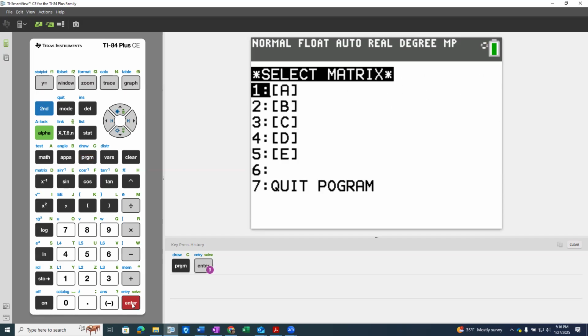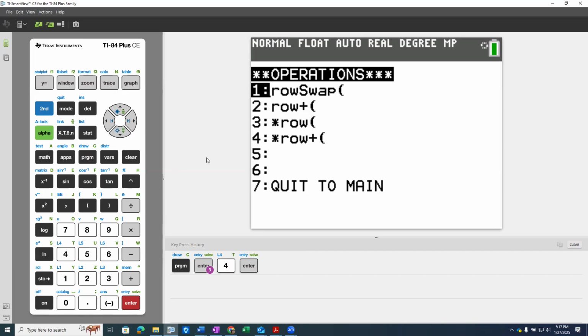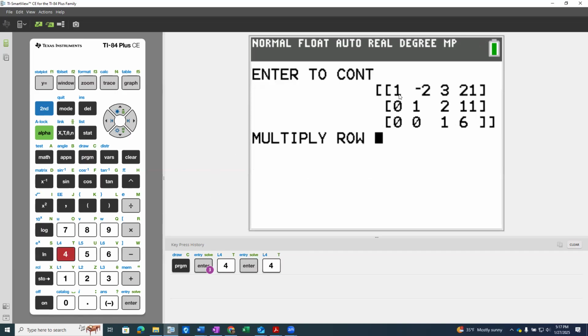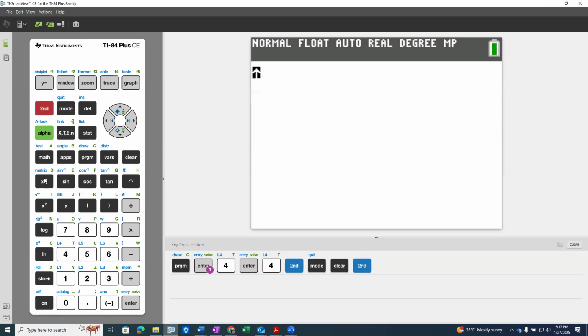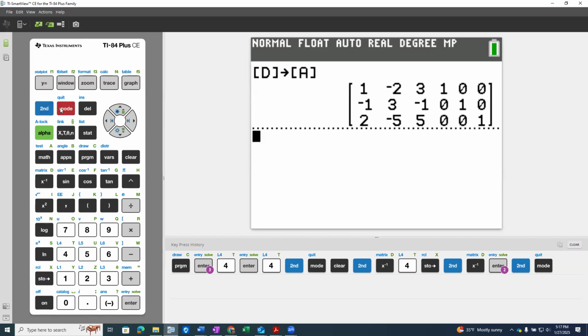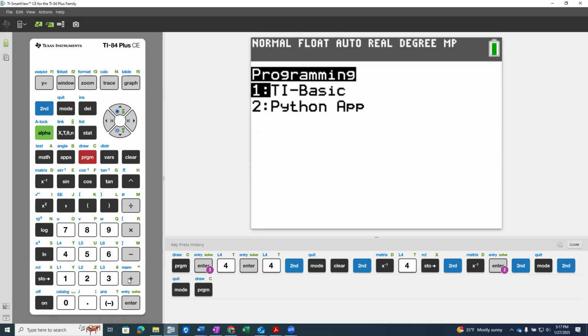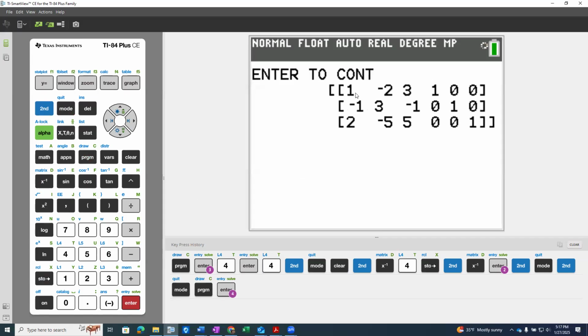And glad that you still have that program there for you. Select matrix, that's going to be 4. I hope this works. We're going to multiply row add. I chose the wrong matrix. Let's put that matrix in matrix A. Let me try that again. Program, row ops, matrix A, multiply row 1 by 1 and add it to row 2.